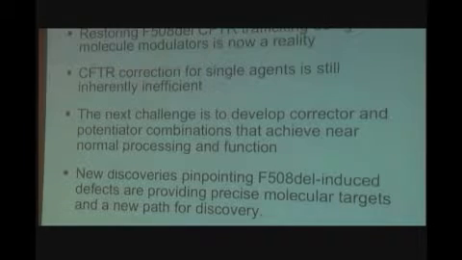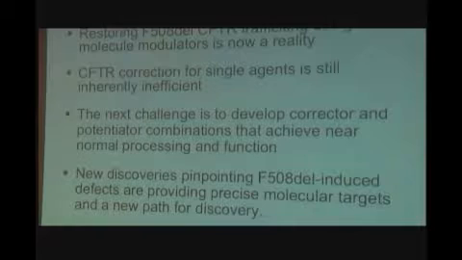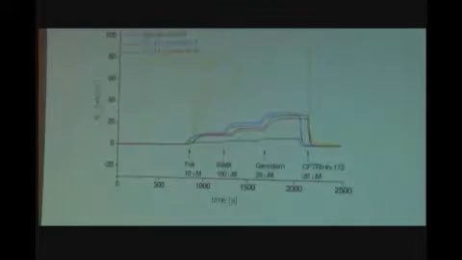And new discoveries are now pinpointing the problems in processing and the problems in the F508 protein that enable those types of discoveries to commence.